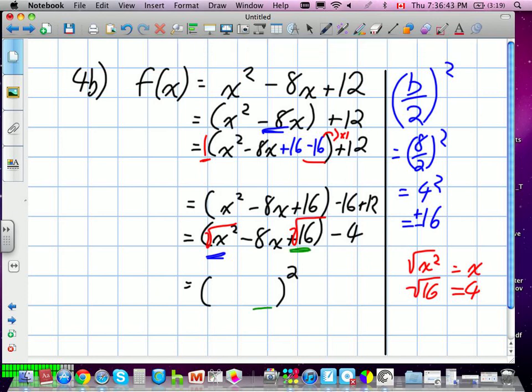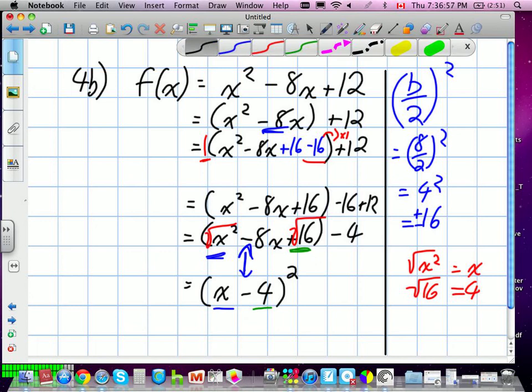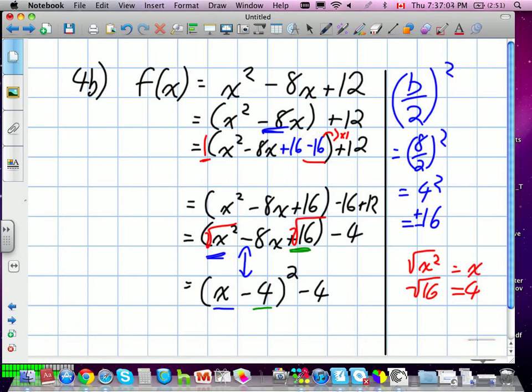So what's the square root of x squared? X. Yeah, square root of 16. 4. And what operation do I bring down? Negative. Yeah, because it's a negative in front of the 8x. So we get x minus 4, and then minus 4. So that's the fast way of doing it instead of doing all the factoring there.